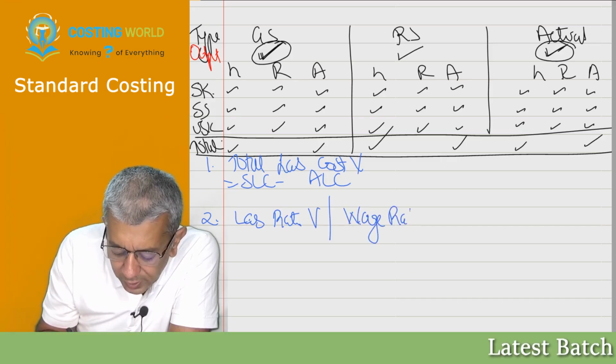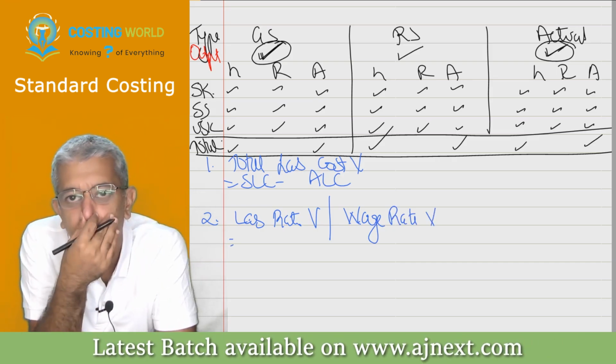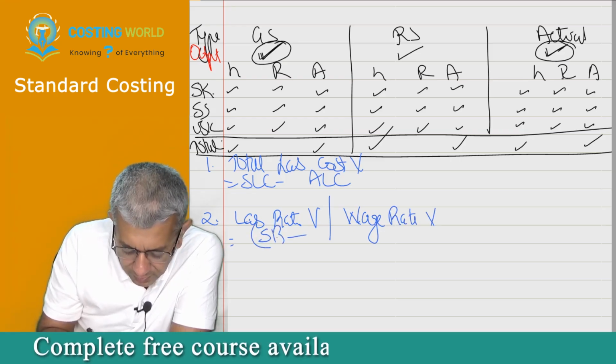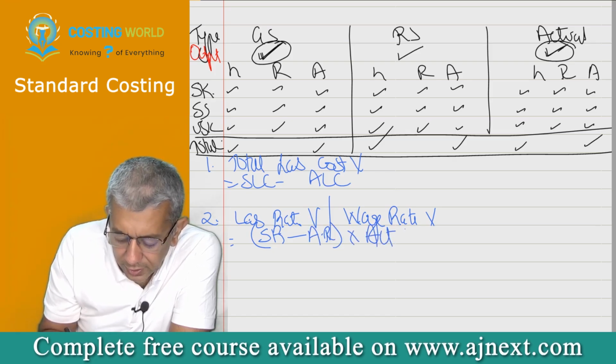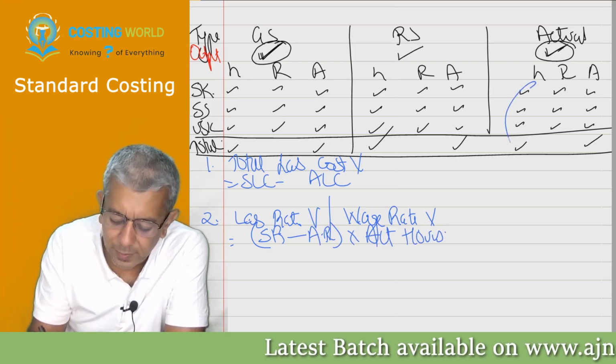Now, you try to make the formula out of it. Tell me, as per you, it will be what minus what into what? Standard rate minus actual rate into actual hours. Yes. So obviously you multiply by actual hours over here.